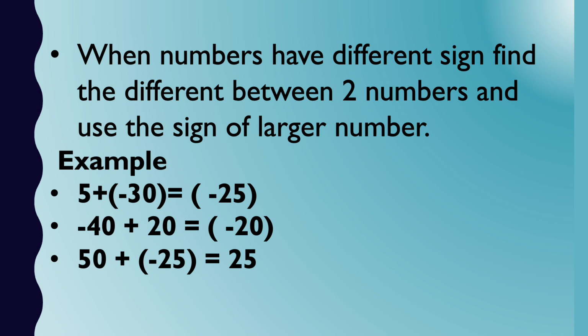Okay, now we are going to learn when numbers have different signs and how we find the answer. So let's start. When numbers have different signs, find the difference between the two numbers and use the sign of the larger number. This is the easy second rule. You have to remember this, okay? But when you do more practice exercises, then you can easily remember this, okay?